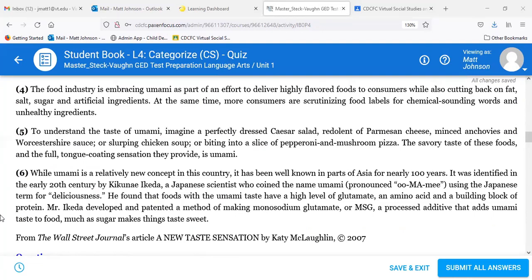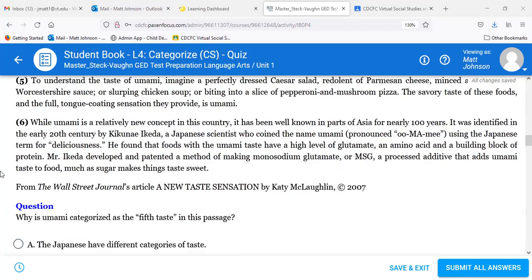While umami is a relatively new concept in this country, it has been well known in parts of Asia for nearly 100 years. It was identified in the early 20th century by Kikunae Ikeda, a Japanese scientist who coined the name umami, using the Japanese term for deliciousness. He found that foods with the umami taste have a high level of glutamate, an amino acid and a building block of protein. Mr. Ikeda developed and patented a method of making monosodium glutamate, or MSG, a processed additive that adds umami taste to food, much as sugar makes things taste sweet. So that's from the Wall Street Journal.